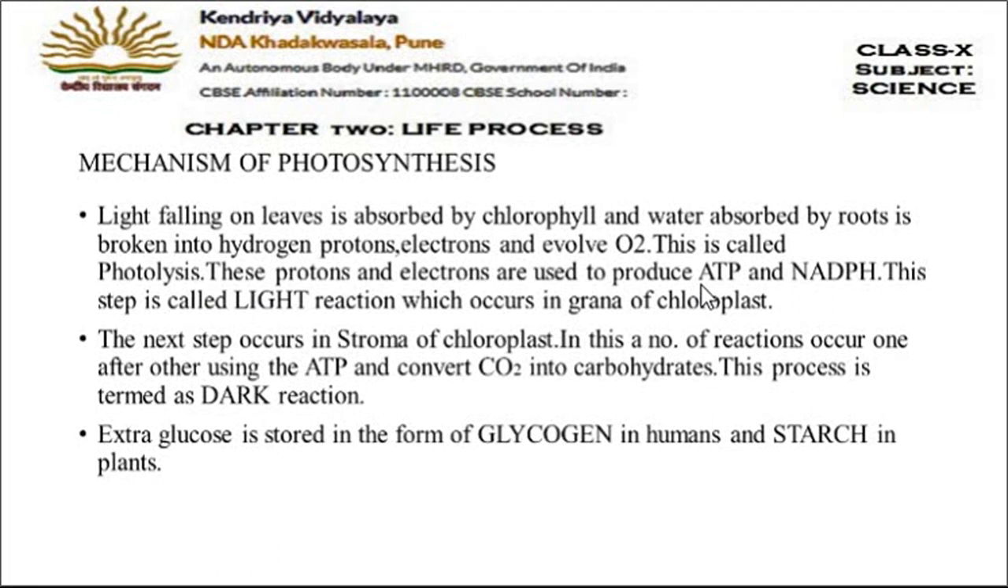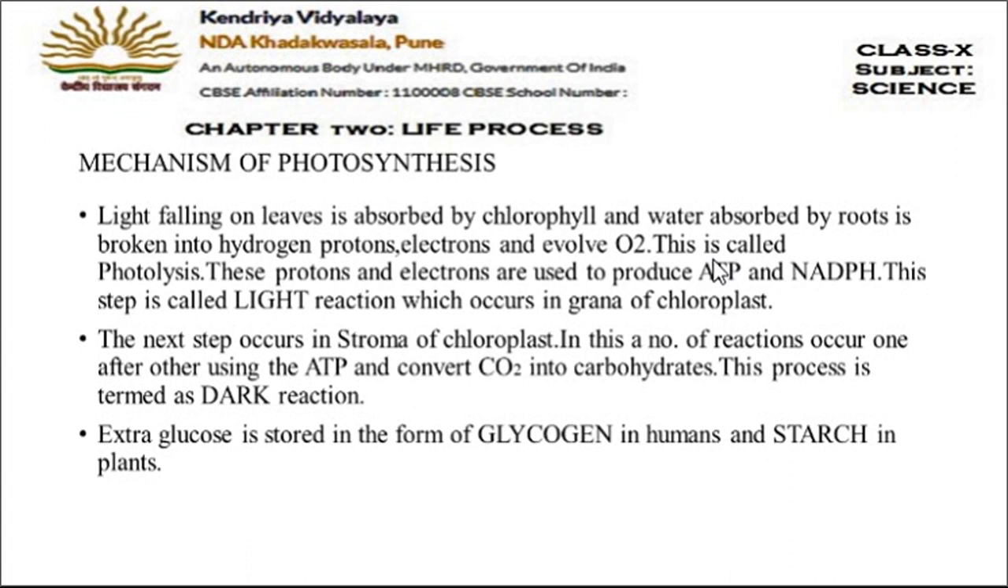Okay. Now these electrons and protons which are released in the reaction are used to produce energy, stored in the form of ATP, that is adenosine triphosphate, and energy in the form of NADPH, nicotinamide adenine dinucleotide phosphate, okay, NADPH. Now this complete step of photolysis and production of energy in the form of ATP is called the light reaction. This complete step is called the light reaction or the light phase.